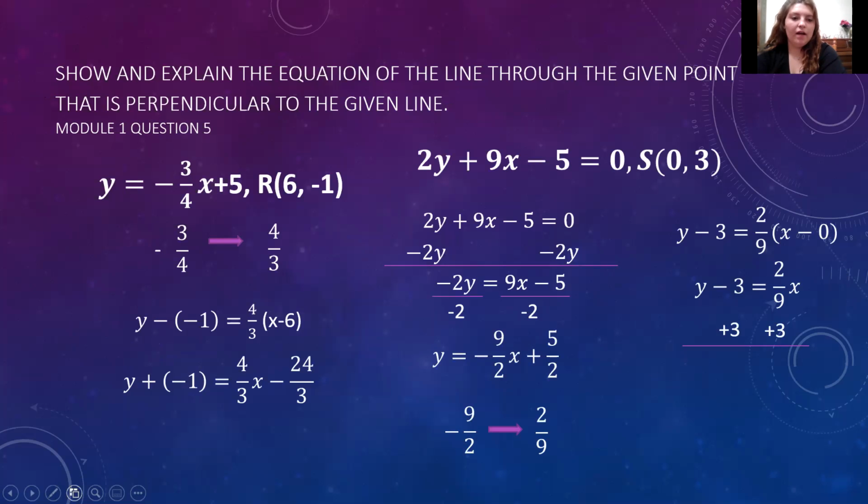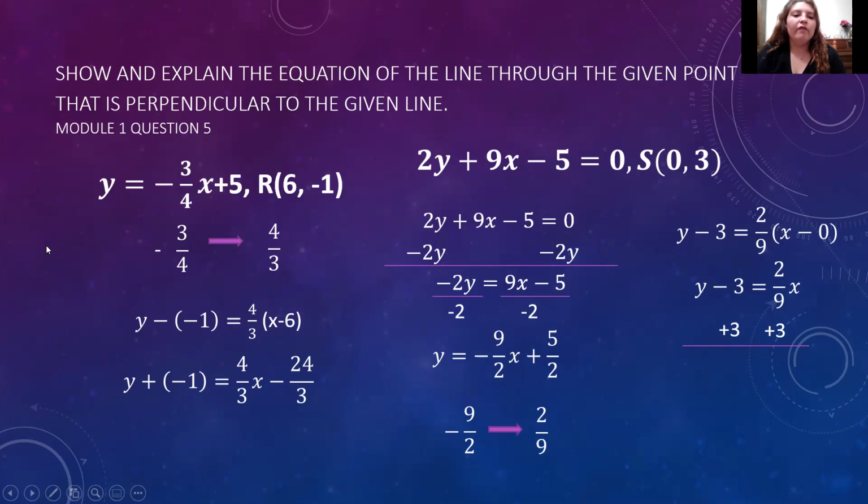So question 5, we are going to show and explain the equation of a line through a given point that is perpendicular to a given line. So for it to be perpendicular, it's where two lines meet and form a 90-degree angle. The way you do that is you look at your slope, and you take the reciprocal, which is basically the flipped version. And so those two slopes are going to determine how those lines intersect with each other.